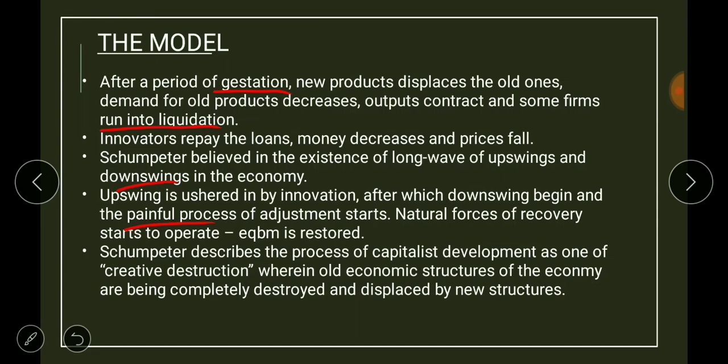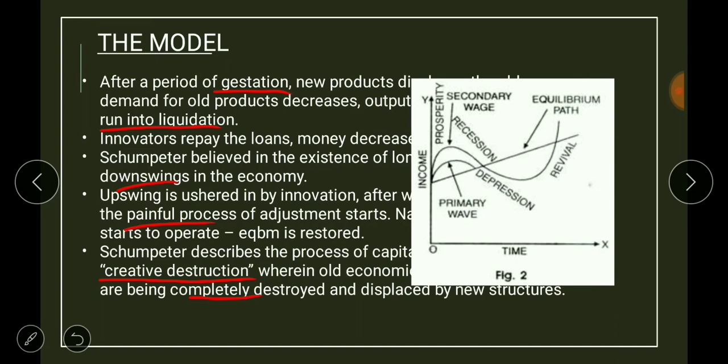Schumpeter describes the process of capitalist development as one of creative destruction, wherein old economic structures and shackles of the economy are being completely destroyed and displaced by the new structures. In the adjacent diagram, we see how a secondary wave is superimposed on the primary wave, and initially the economy goes through a period of boom, after which it suffers a period of depression, and finally the natural forces operate and the economy sets into the path of revival.